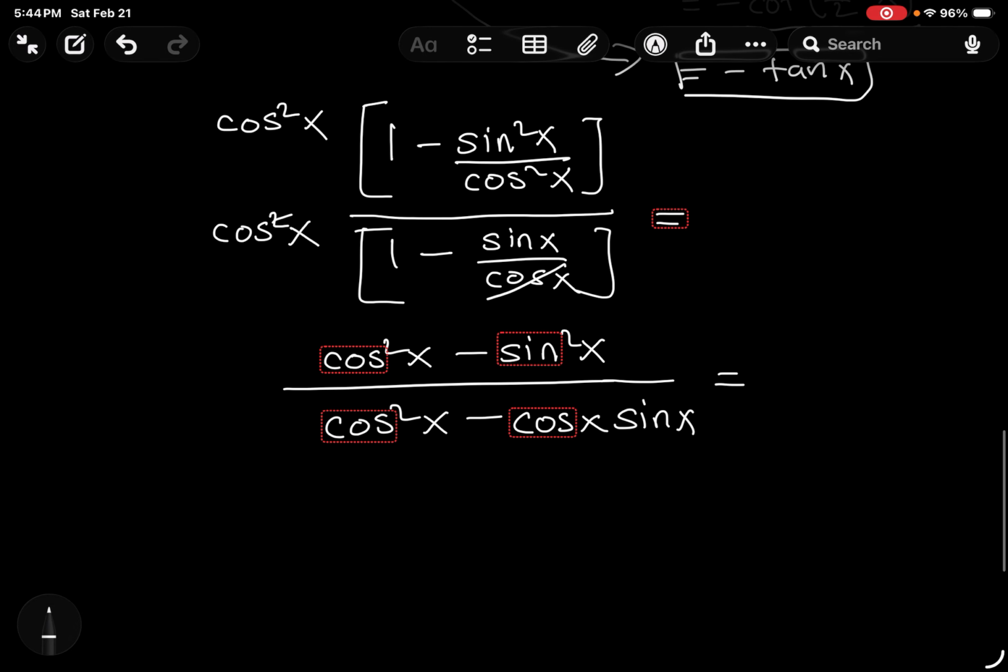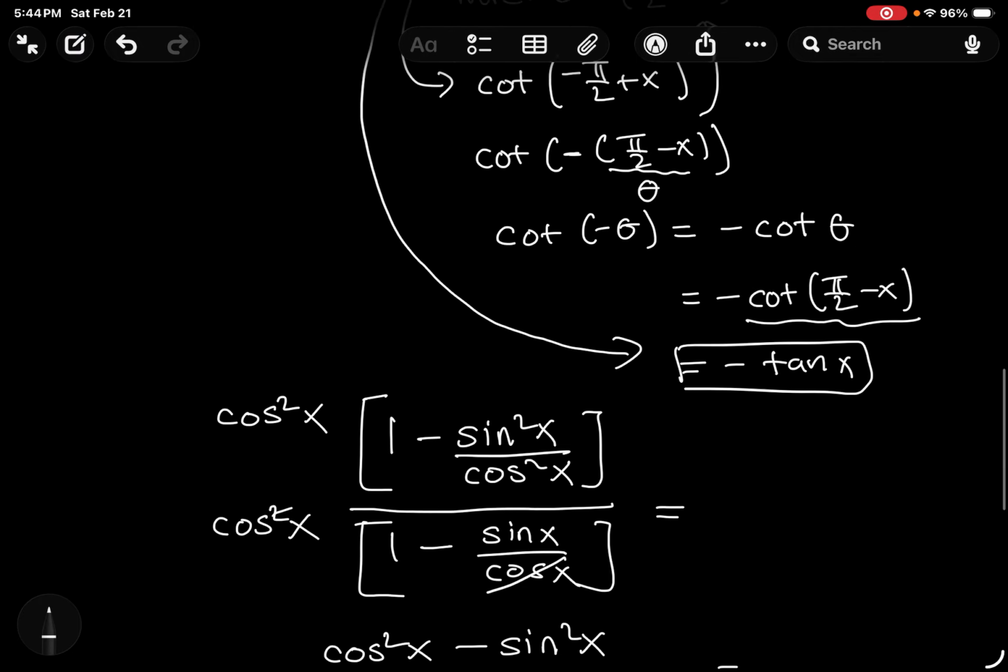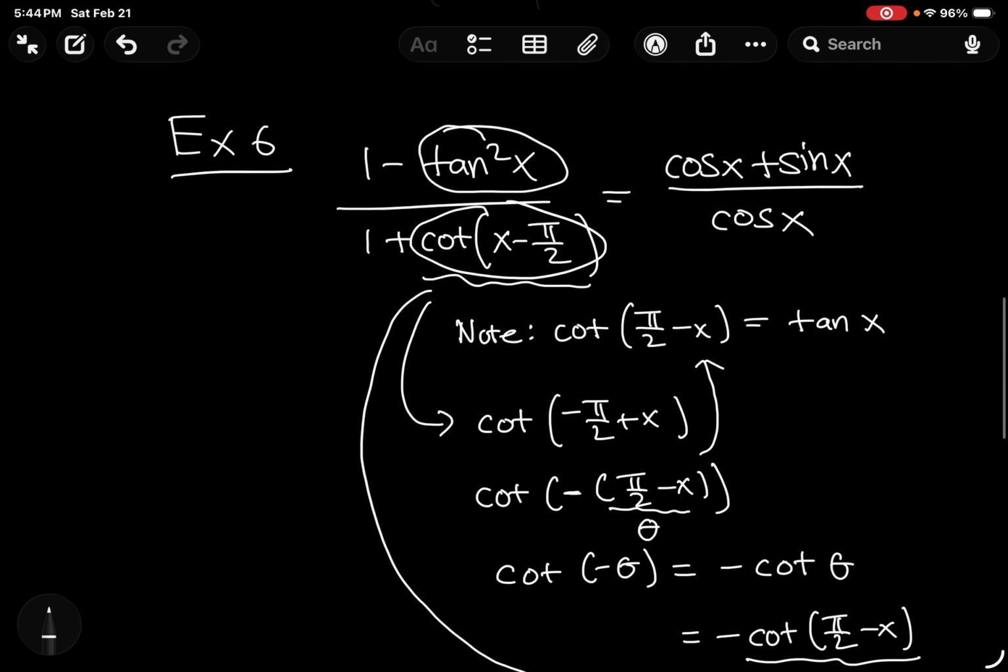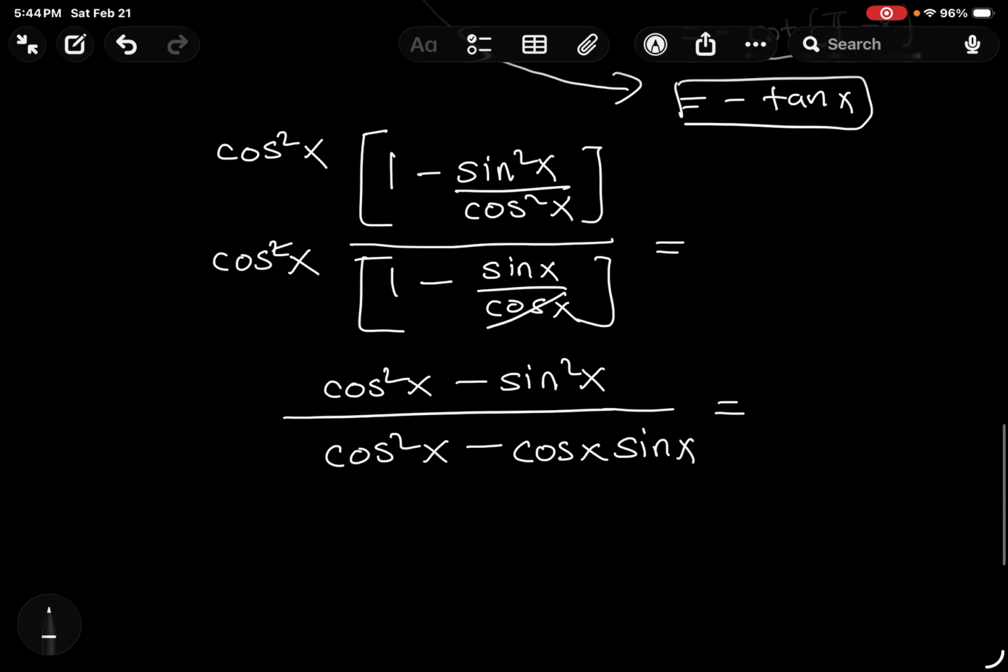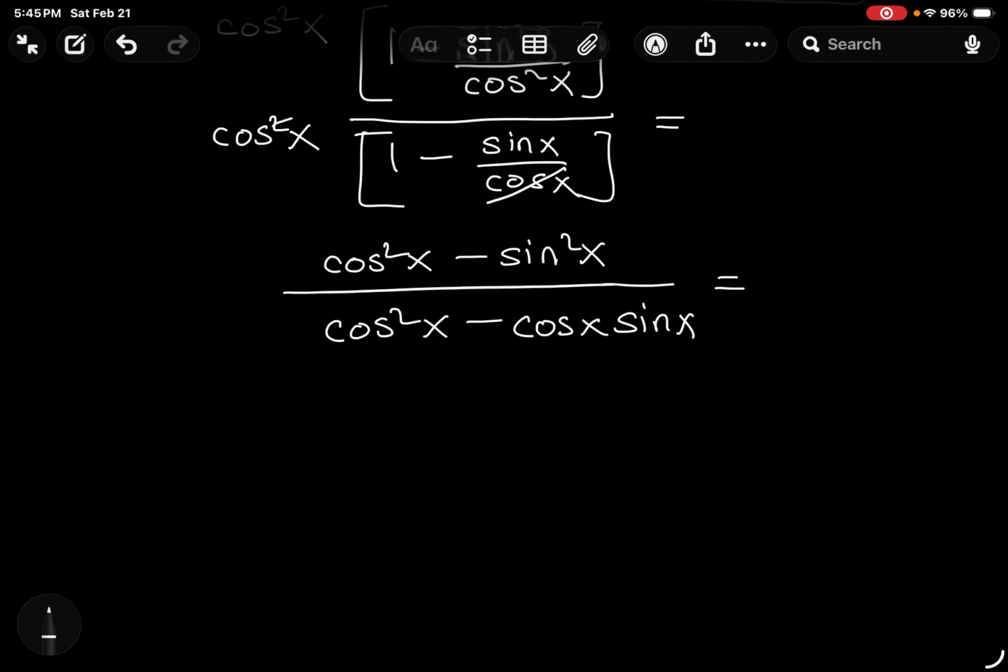And then where do we go from here? Well, remember the end is that we have cosine x plus sine x over cosine x. So kind of just keep track of what you want your finished product to look like by looking at the other side.